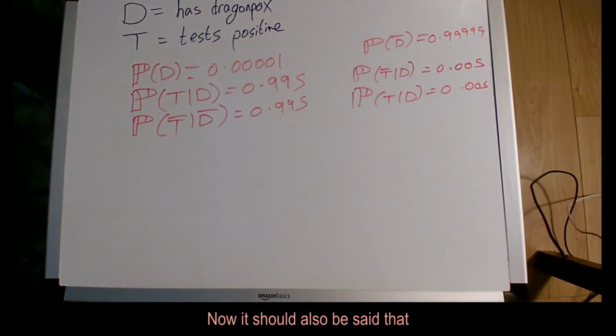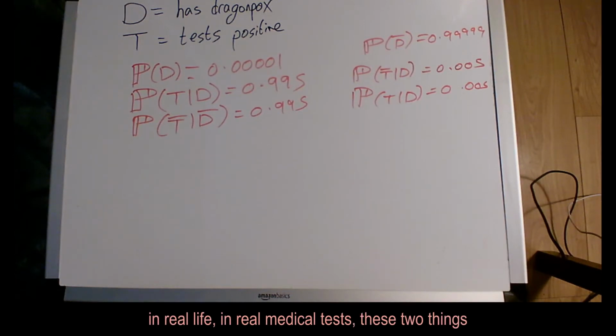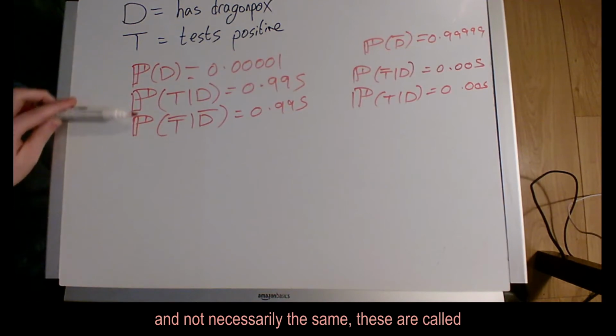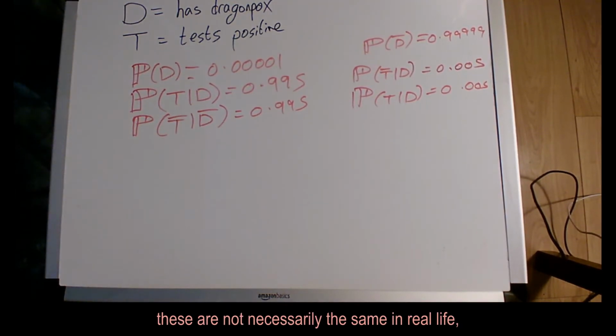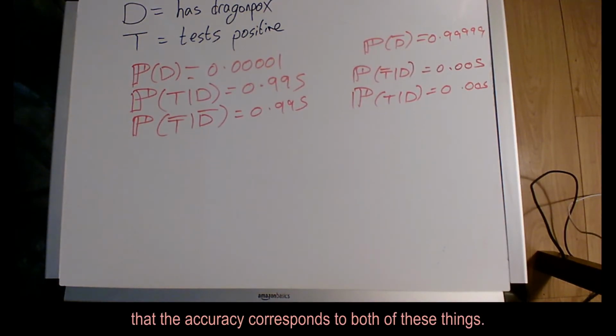Now it should also be said that in real life, in real medical tests, these two things are not necessarily the same. These are called the true positive and true negative rates of a test. These are not necessarily the same in real life. But in our example, we are saying that the accuracy corresponds to both of these things.